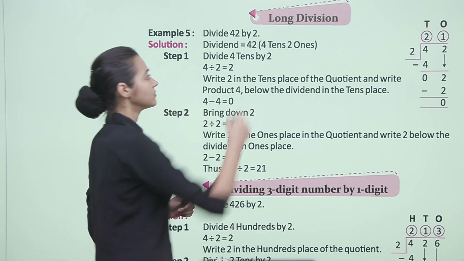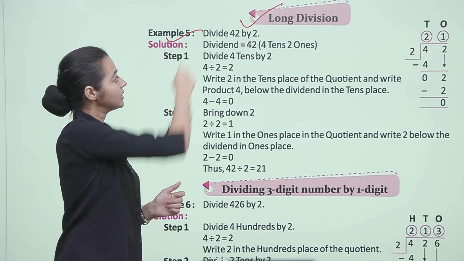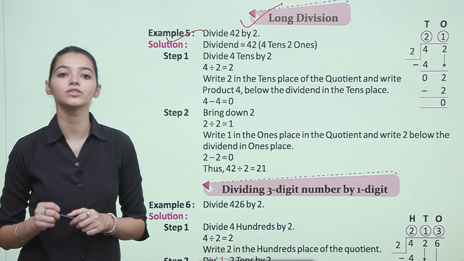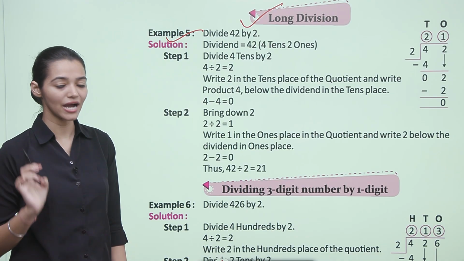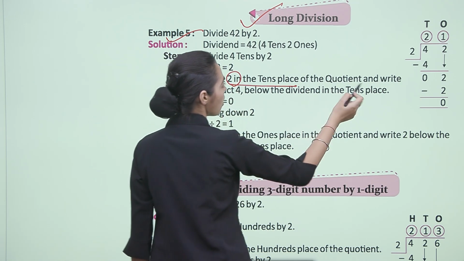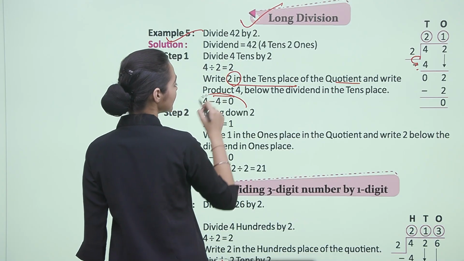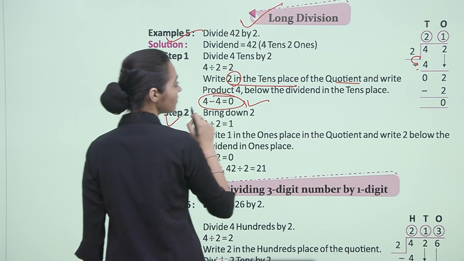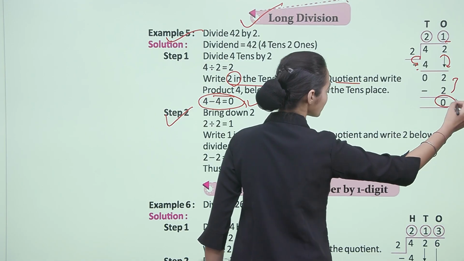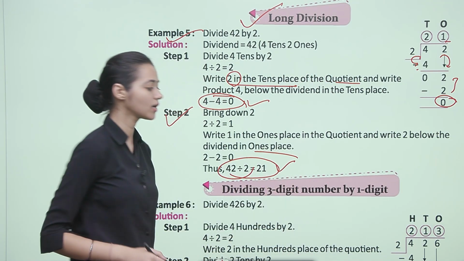Now let's start with long division. In example number 5, we have to divide 42 by 2. So firstly, what we will do? The dividend is 42 and we have to divide 4 tens by 2. That means we will write 2 in the tens place of the quotient here like this, and then we will write the product 4 below it, and then 4 minus 4 is 0. Then we will bring down this 2 here, then 2 ones are 2 and 2 minus 2 is 0. So 42 divided by 2 is 21.